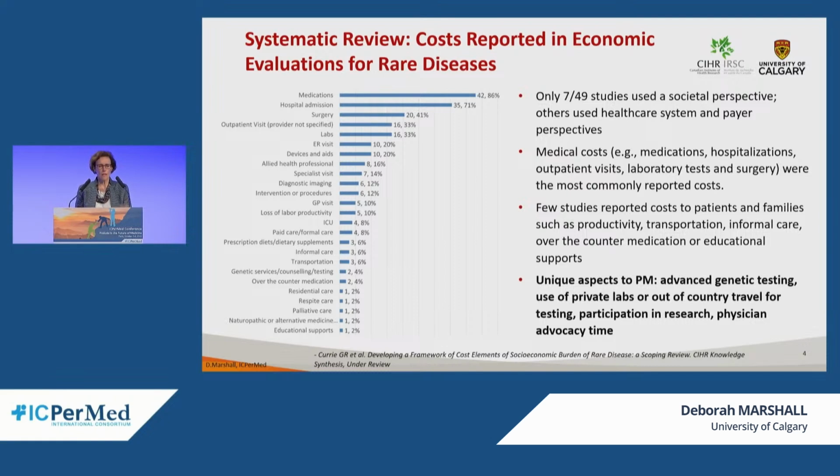And there's some things that are unique to precision medicine, things like getting advanced genetic testing where this is covered, getting access to private labs and payment. Participation in research actually was raised in our Delphi panel as something that's important. And the time that the physician spends advocating to get the tests and the treatments that are needed for their patients.